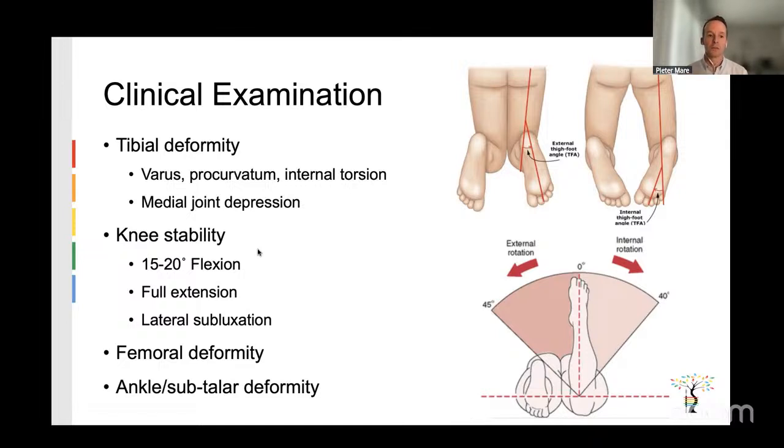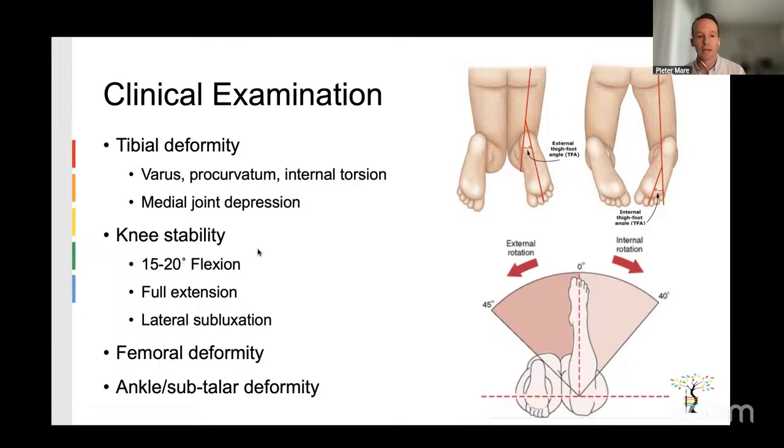Now, associated femoral internal torsion or increased femoral anteversion has also been described in association with Blount's disease. So therefore, we always check the internal external rotation range of the femur. Just pay close attention to look at the interepicondylar axis rather than using the tibia as a surrogate, because of the tibial deformity, you'll get false readings.